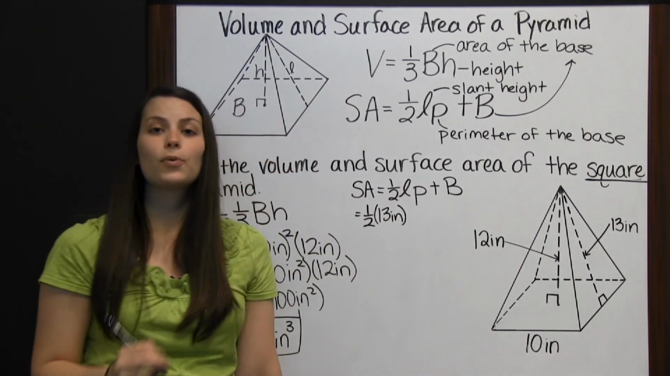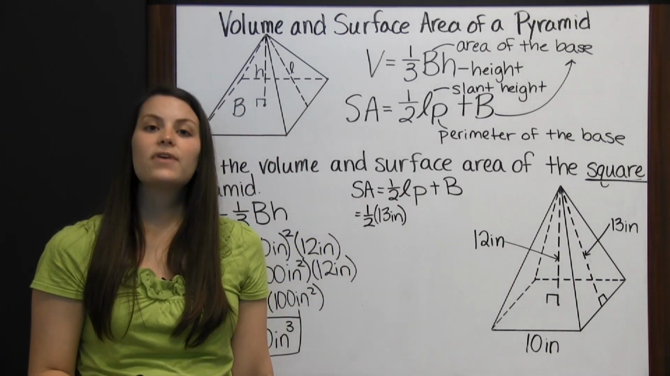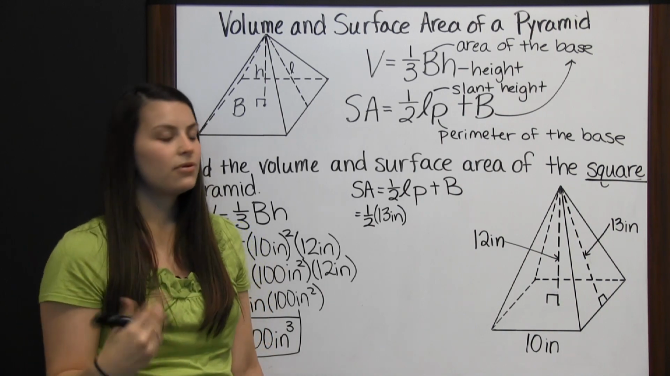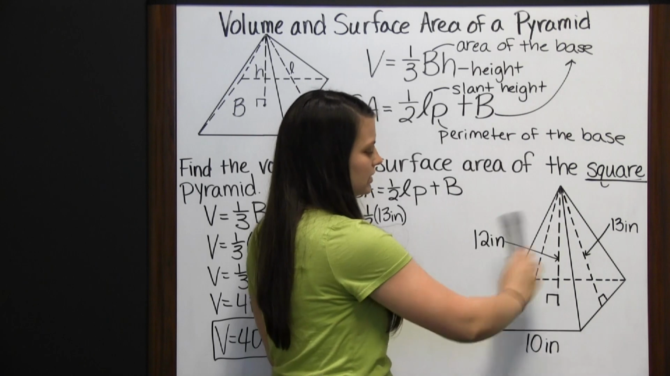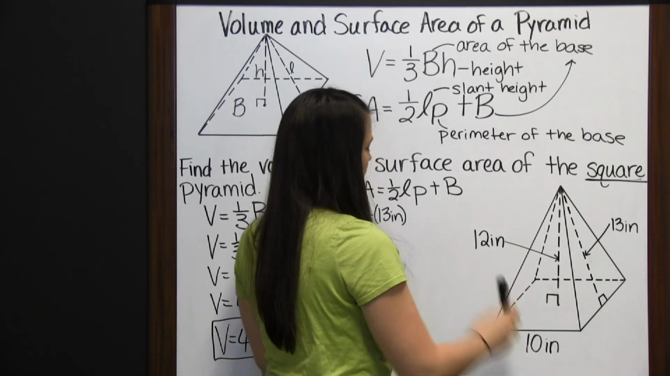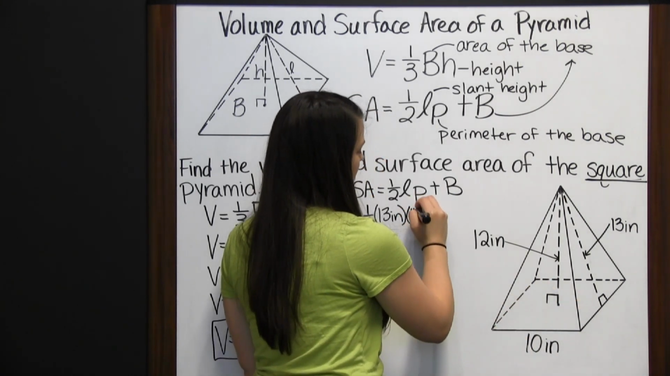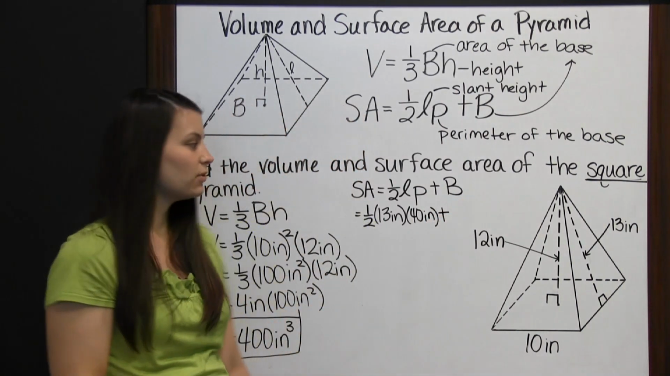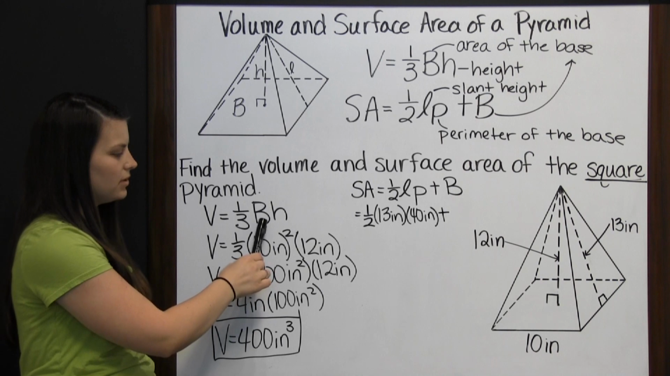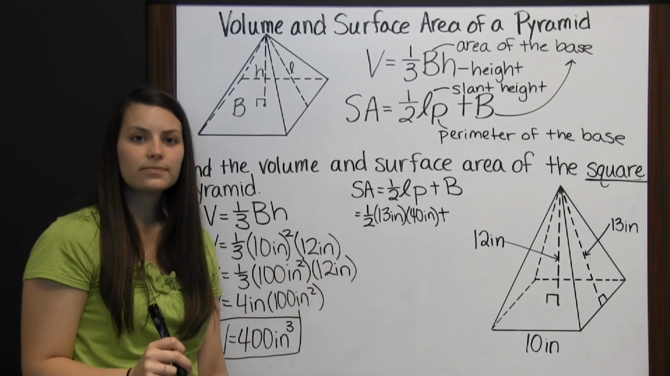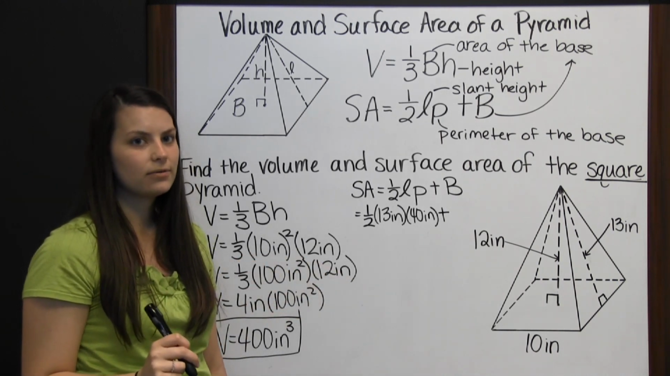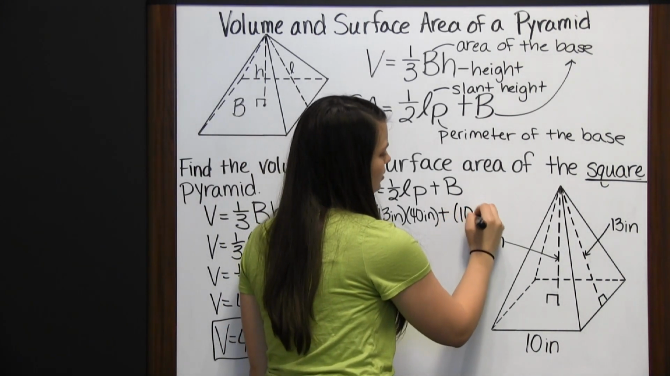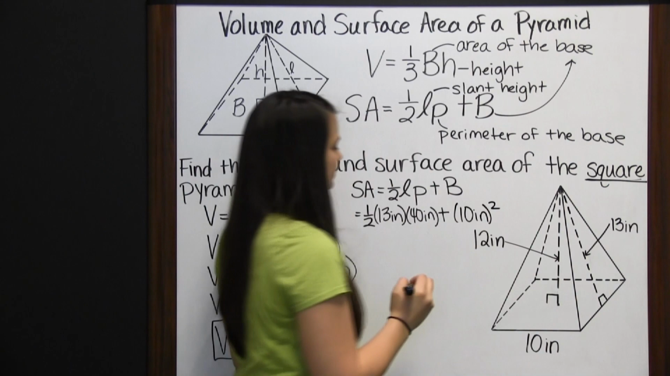P again stands for perimeter of the base. And to find the perimeter of any shape, you can just add all the sides. But for a square, since they're all the same, we can do 10 inches times 4, which is 40 inches. Plus the area of the base, so we're going to do the same thing we did on volume. The base is a square. To find the area of a square, that's side squared, and our side is 10 inches, so 10 inches squared.